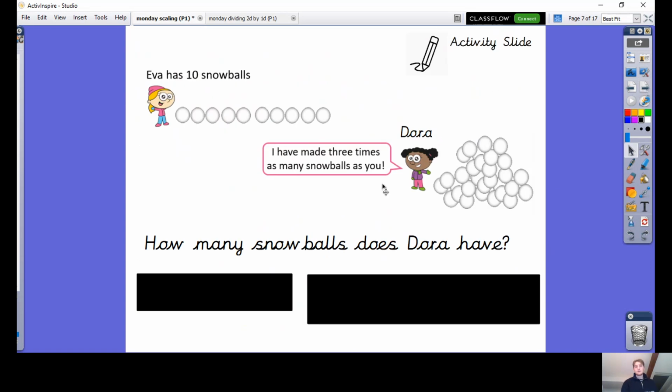Okay, right, another activity for you then. Eva here has 10 snowballs. We can see that drawn out there. Dora below said she has made 3 times as many snowballs as Eva. Let's not try to count these because there's too many snowballs here to count. But I would like you to use your knowledge that we've just worked out to try to work out how many snowballs Dora would have if she had 3 times the amount of snowballs that Eva has. So pause the video and have a go at doing that now.